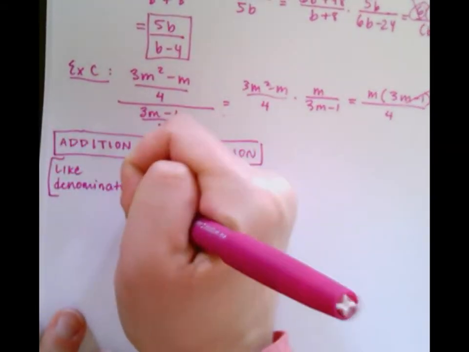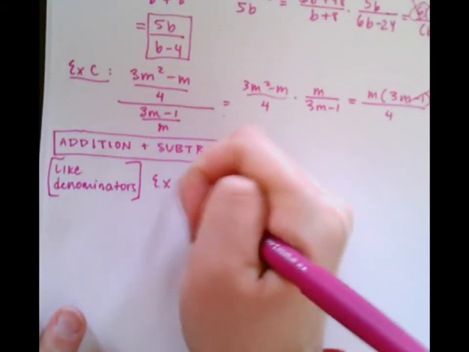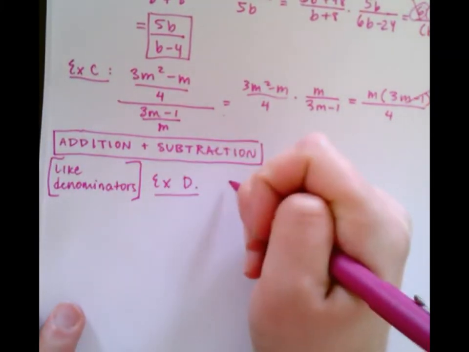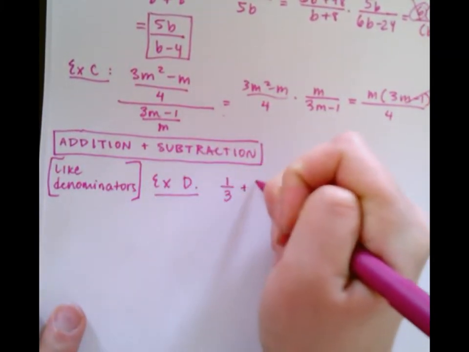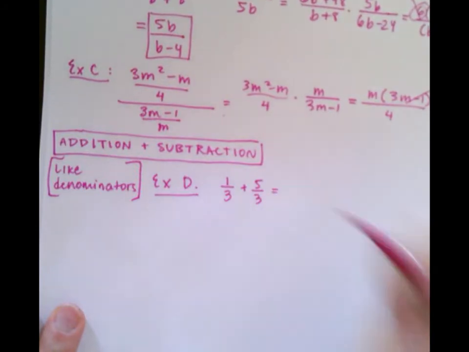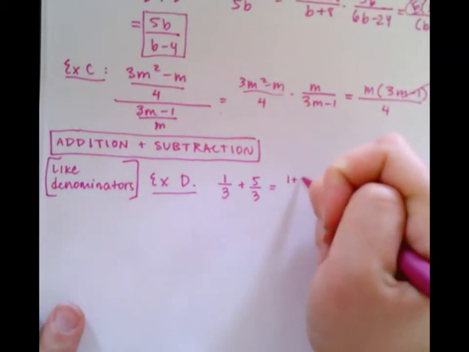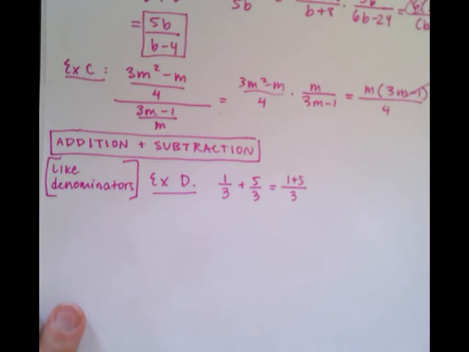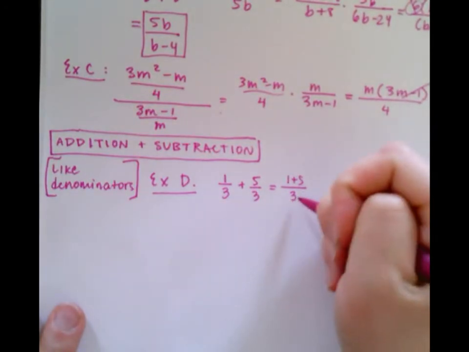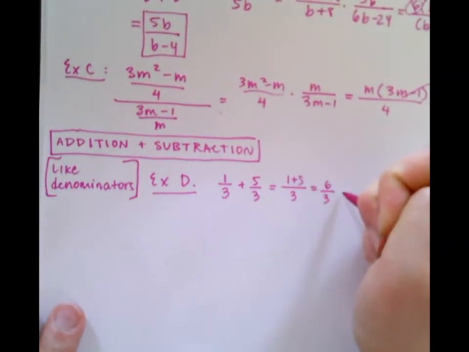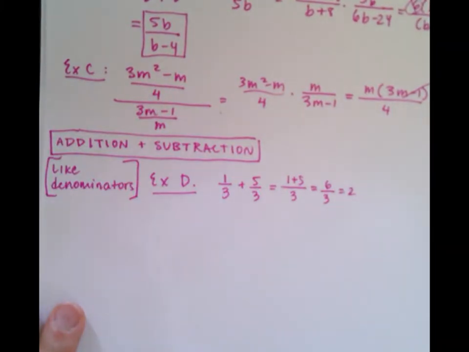So this will be example D. We're going to look at a simple fraction first. If I had 1/3 plus 5/3, well, they both have the same denominator of 3, so the idea is you add the top and your denominator stays the same. You don't add 3 plus 3 and get 6, you keep it 3 and you add the top. So I get 6 over 3, which is 2.